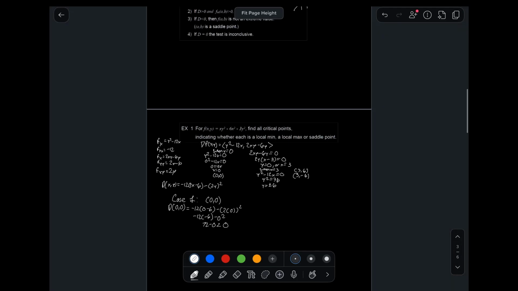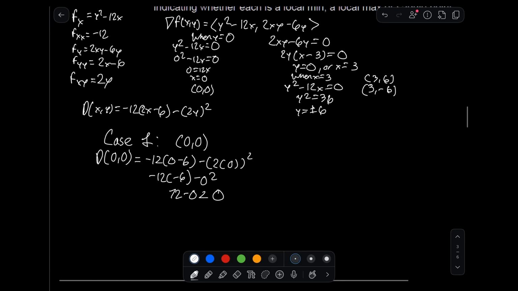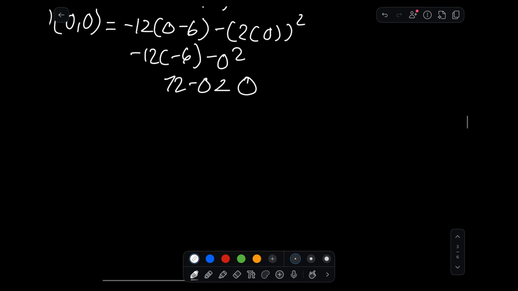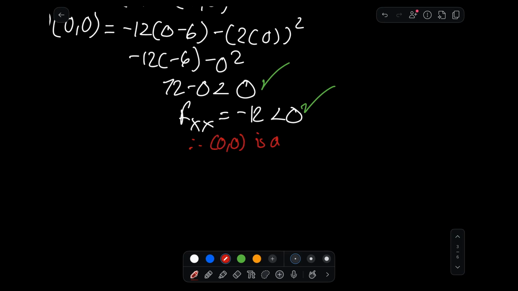However, we have to also check if the first partial, f sub xx, is less than 0. So we can check that off real quick. This works. Check, f sub xx equals negative 12, which is less than 0. Check. Let's write this. Therefore, (0, 0) is a local max. Perfect.